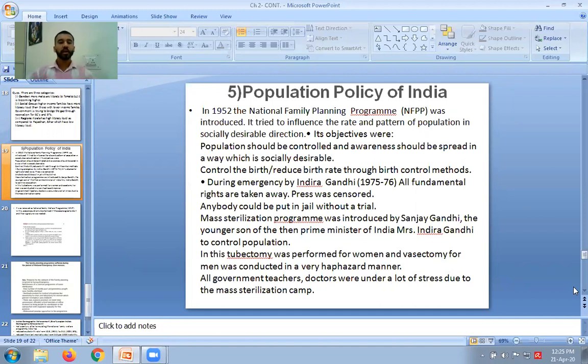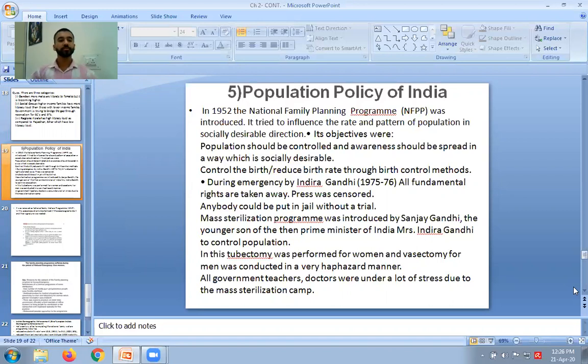So what happened in 1952? The government came with a population policy in India, and the policy was given the name National Family Planning Program. So what was the name of the population policy that was introduced in 1952? The name of the policy was National Family Planning Program, and it was introduced in 1952, right? And this policy tried to influence the rate and pattern of population in a socially desirable direction.